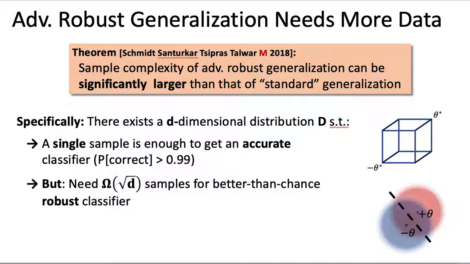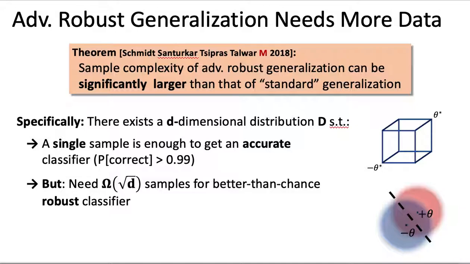This is the theorem, and I will not get into exact bounds, but what you can show, and this is not really hard, is that there exists a d-dimensional distribution D, essentially two Gaussians, such that if I take a single sample from the distribution, I am able to get a classifier that is correct with probability 0.99. So it generalizes in the standard way very well. However, unless I see at least square root of d independent samples from this distribution, I will not be able to come up with a robust classifier, in the information theoretical sense. So it's impossible for me, in the information theoretical sense, to do any non-trivial robust classification.